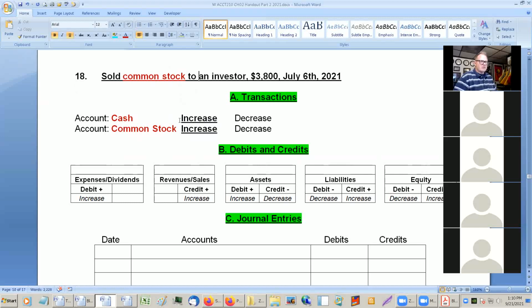Actually, we sold this to investors, so we actually have more ownership. So now we gave them the stock. If it's a new investor, we have another investor, but it could be we sold it to an investor we already had. But we have more ownership now going out. So this one actually has nothing to do with the revenues and expenses.